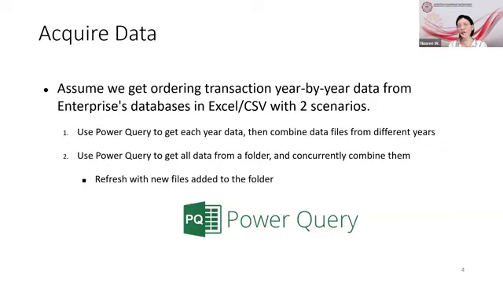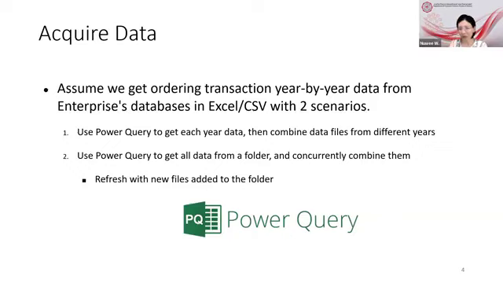So we have two scenarios. The first scenario is where we import each year's file individually and then try to merge or combine them together later on. The second scenario is more automated, where we use Power Query to point to a folder and let Power Query combine everything automatically at once. This second method is much more efficient but can be error prone and very sensitive to errors.